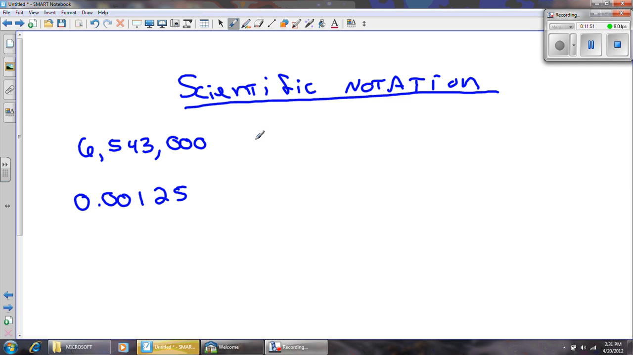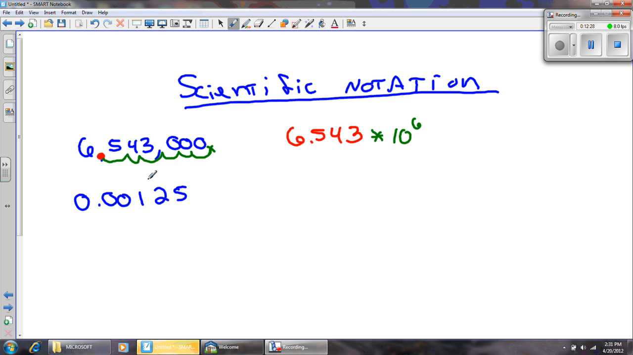Well, I always need my number in scientific notation to be between 1.0 and 9.99. All right, so I'm going to put my decimal point here. Okay, I need my number to be 6.543. Now, where was the decimal point in standard notation? Well, it was here. I'm going to see by how many times I divided by 10. 1, 2, 3, 4, 5, 6. So I'm going to have to multiply this by 10 to the 6th power.